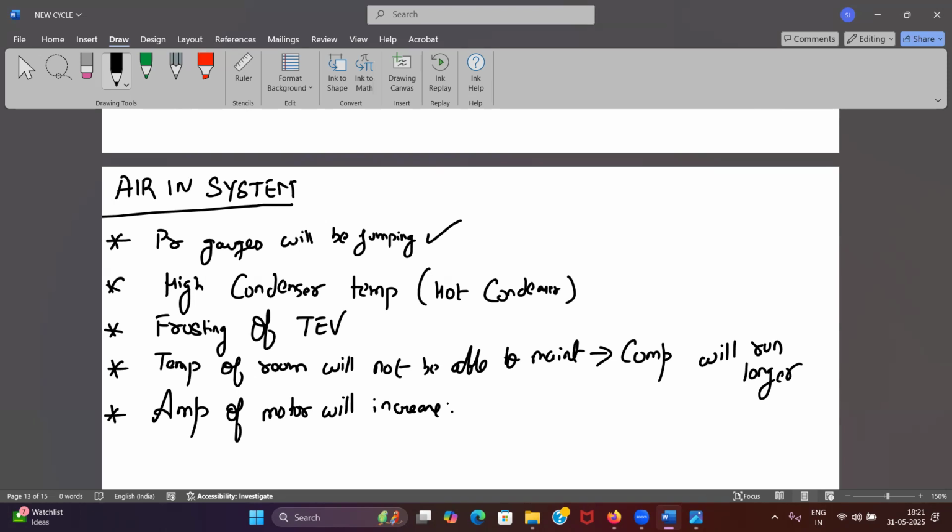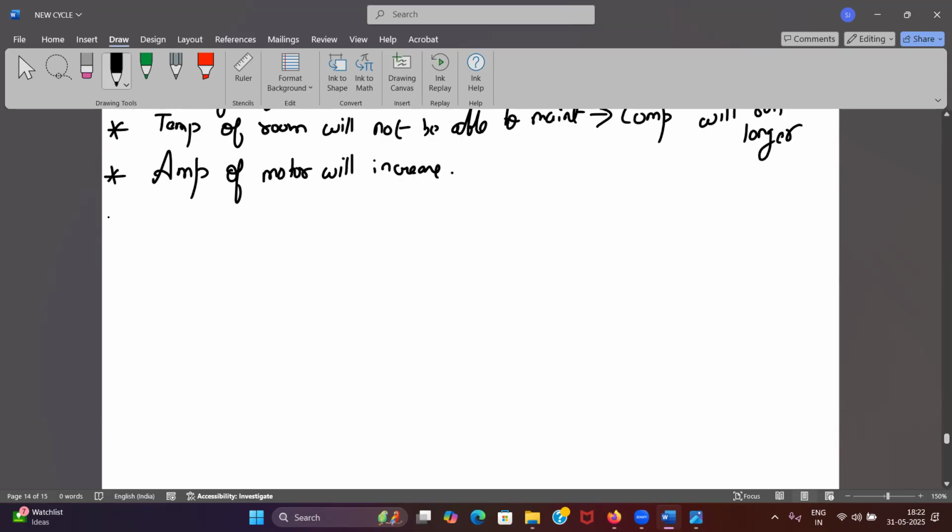Okay, now if air has come to your system, you got the indication, your jumping is there, your condenser is remaining hot, and the temperature is not getting maintained. Then what is the next step? What will be your next step? You came to know that air is coming into the system. What do you have to do now? Purge, remove the air. Yes, now you have to remove the air. How to remove?